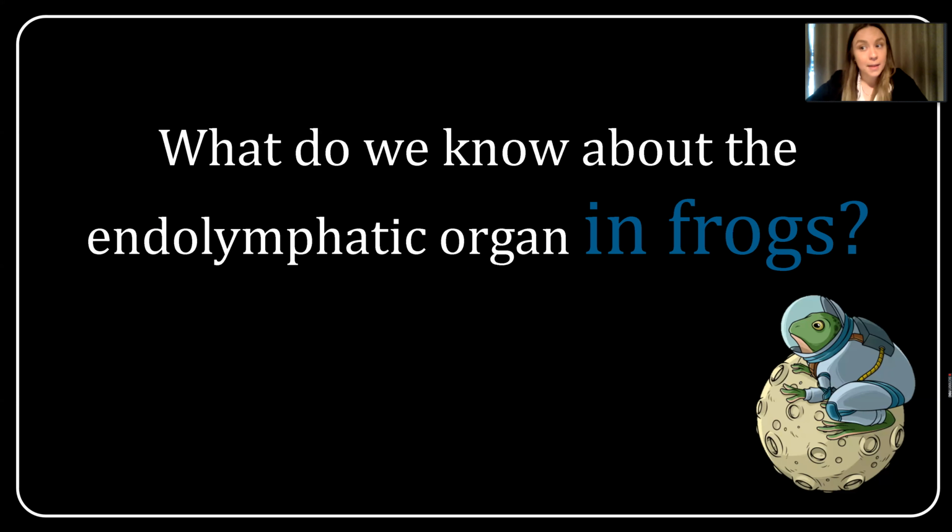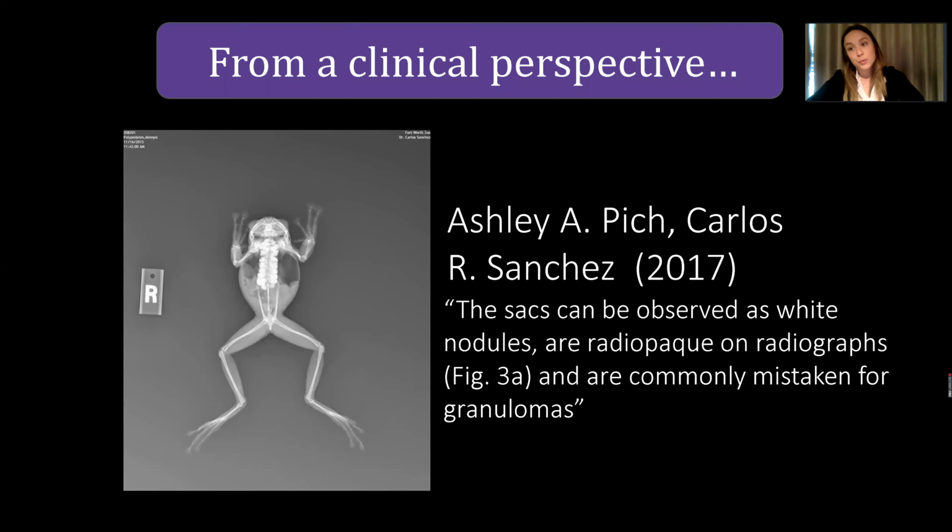But what do we know about this endolymphatic organ in frogs? Turns out not that much. I thought this was going to be easy given how commonly I was finding it in frogs, but I'll tell you what we do know. So from a clinical perspective, we know what it looks like in an X-ray. It's very dense. It can show up as these nodules, and it can be distributed inside the brain case, around the brain, and along the spinal column.